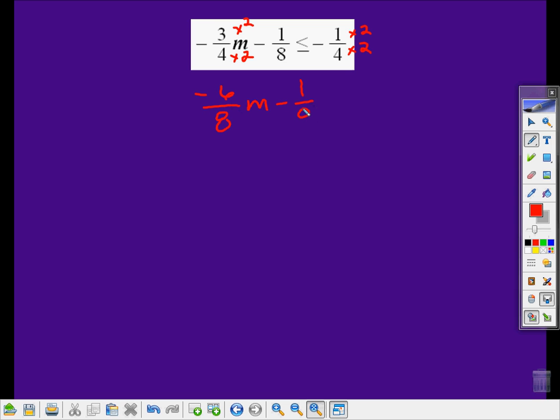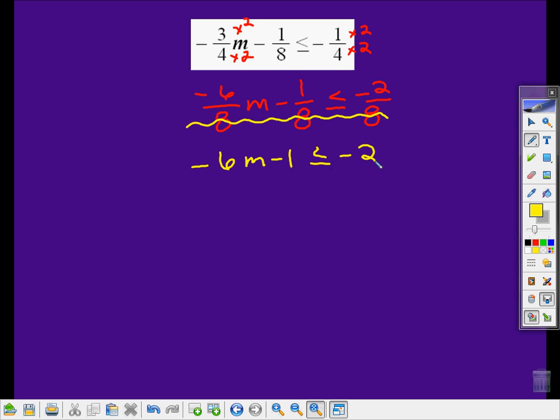-6/8m minus 1/8 is less than or equal to -2/8. Now what should I do? Malia, what should I do? Take away the 8s first, right? Because we don't want the fractions. We got rid of them, right? Okay. So then -6m minus 1 is less than or equal to -2.